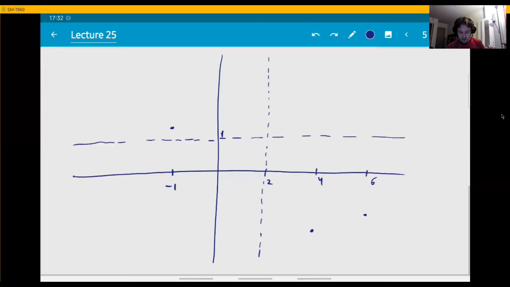Okay. What happened at locations where the first derivative was 0? Those were -1 and 4. So at these locations, we are going to have horizontal tangent lines. On the other hand, x equals 6 was an inflection point, as well as x equals -1. The concavity changes at those points.